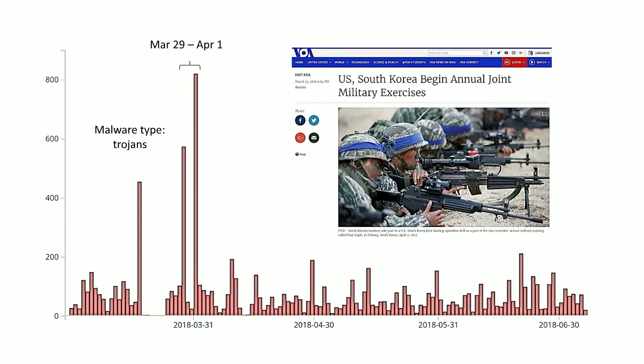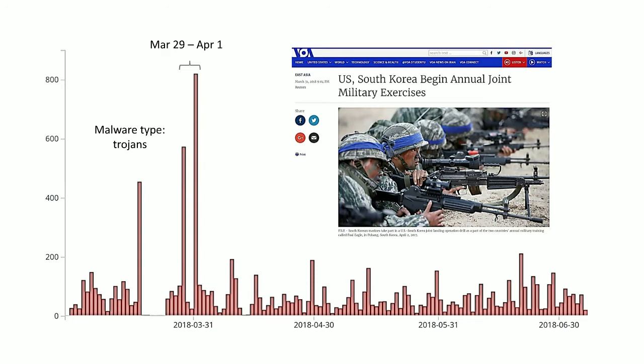These are Trojan detections in South Korea. They take place simultaneous to the annual U.S.-South Korean major military exercises, right? And so this is pretty clear. So on March 29th, April 1st, we're engaged in war games with South Korea. So not only our two countries, but you know, it's obviously of interest to us.